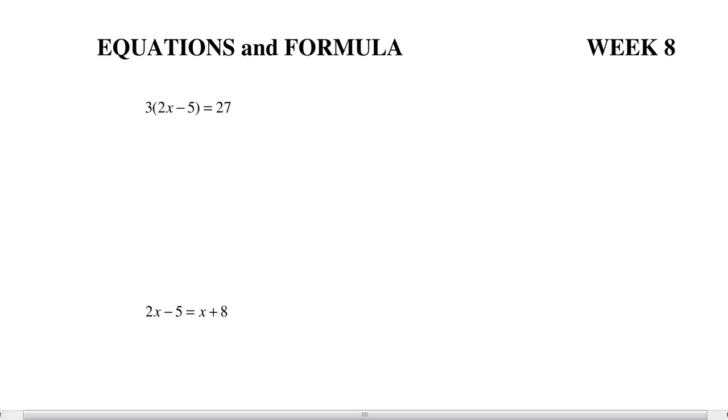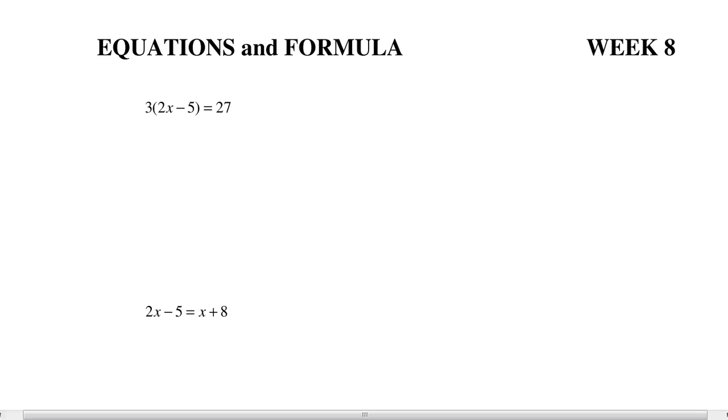With this next one, it's slightly more complicated. I'm now on page 3. You can see you've got 3 outside of 2x minus 5 is equal to 27. It's quite a complicated expression, but there's still only one value of x. So we can solve this one.